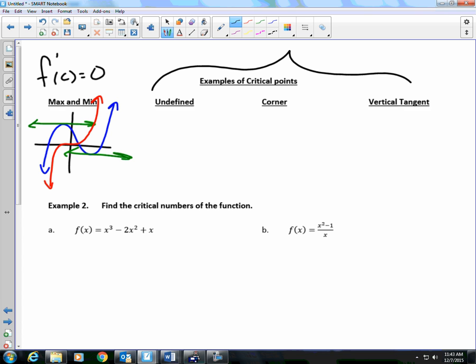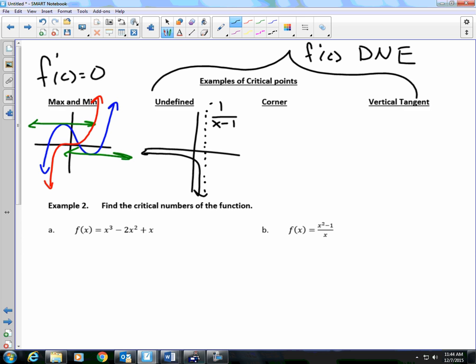There's a lot of examples here. If you end up with f prime of c does not exist, and so an undefined function, say you have 1 over x minus 1, you know that that is undefined for a value of 1, and so therefore, when you find the critical point, it would occur at x equals 1.